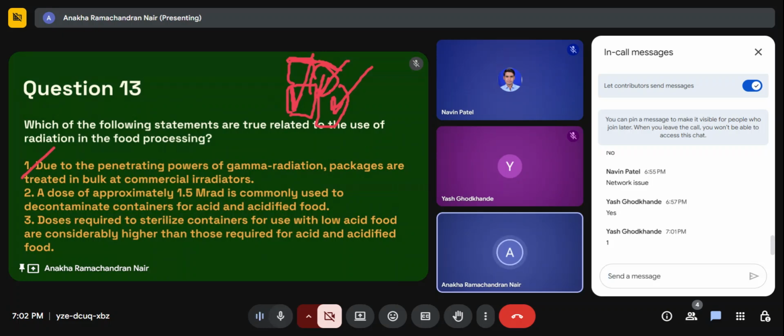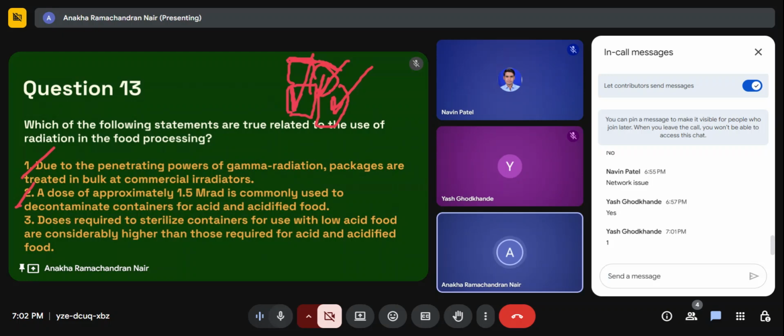So the first one is correct. Second is also correct. An approximate dose of 1.5 millirads is commonly used to decontaminate containers that will be used for acid or acidified food. Now, acid and acidified food is less prone to spoilage.